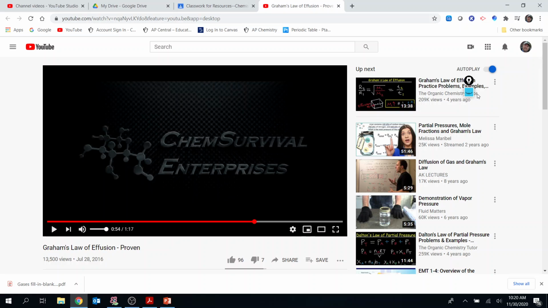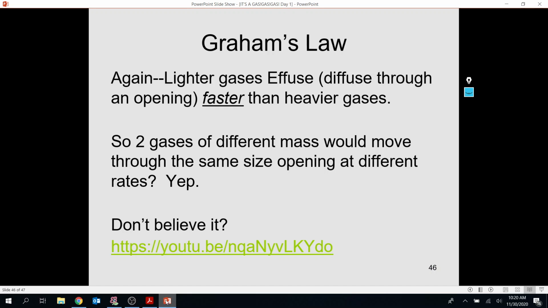And to me, that is just absolutely bananas that you would have two balloons, same size, same type, filled with the same size and amount of gas, but that the helium would empty out faster through the same size opening. But that is what Graham's law tells us, that the lighter gas, the gas with less molar mass, will effuse faster. And you have seen it with your own eyes.